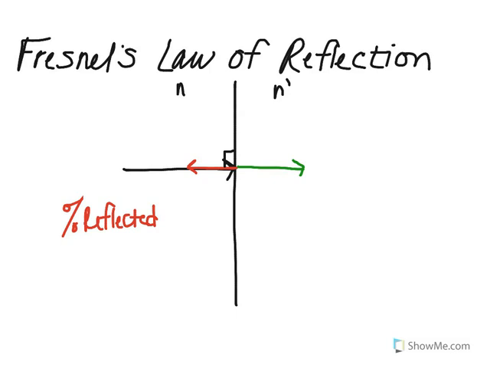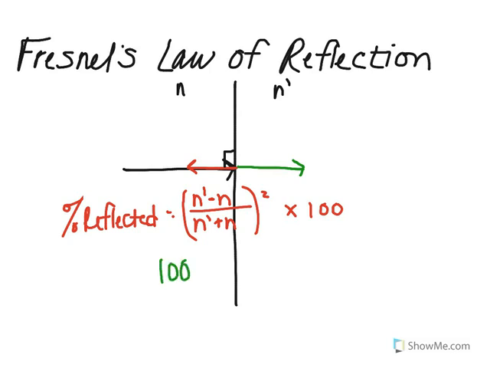Our formula for that, we just need to know the index of refraction for each medium. And we use n prime minus n over n prime plus n, squared. And to put that into percentage format, you'd multiply by 100. And then if this is transparent, we can assume that the amount of absorption is negligible. And so we could say that 100 minus the value that you got here, the percent reflected, is equal to the percent transmitted.